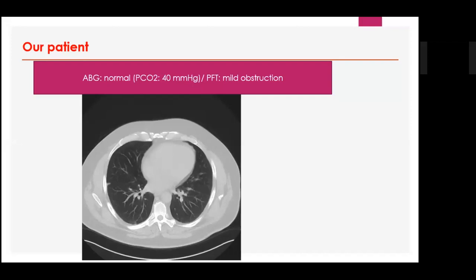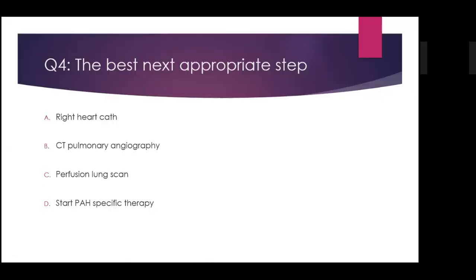So we exclude lung disease in our patient. She has normal blood gases and normal pulmonary function. The pulmonary function test showed a mild obstruction that cannot explain the degree of pulmonary artery pressure elevation. So what is the next step? Please respond. Is it the right heart cath? Is it the CT pulmonary angiography? Is it the perfusion lung scan? Or should we start pulmonary arterial hypertension specific therapy immediately? Please respond.